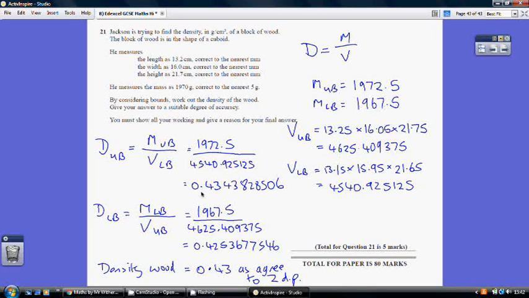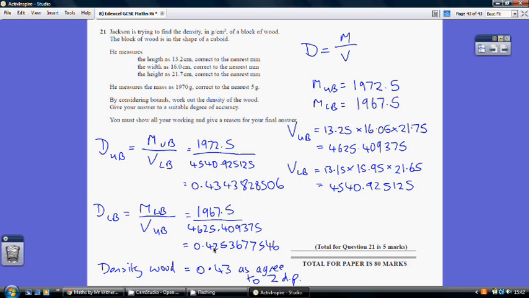Now, once I've got my upper bound and lower bound, to get my suitable degree of accuracy, I see as I go along from 1 decimal place, 2 decimal places, 3 decimal places, and so on, where I would round both of these and get the same answer. So to 1 decimal place, of course, I would get 0.4 on both occasions. So they definitely agree to 1 decimal place. What about 2 decimal places? Well, this would be 0.43, and so would this. This would also be 0.43. So they agree to 2 decimal places.